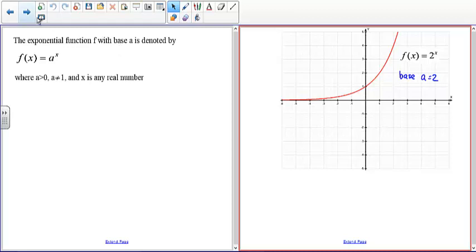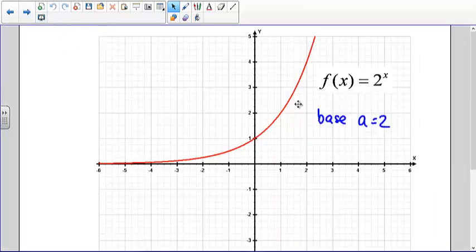So here's our first example, just a simple case. We have this function where you have 2 raised to the x power, so x is the independent variable, which is plotted along the x-axis, and the value of the function y is 2 raised to that power. So in this case, the base would be designated as 2.